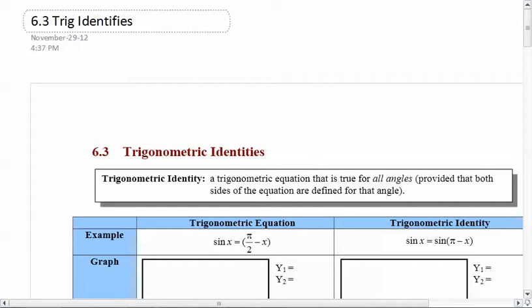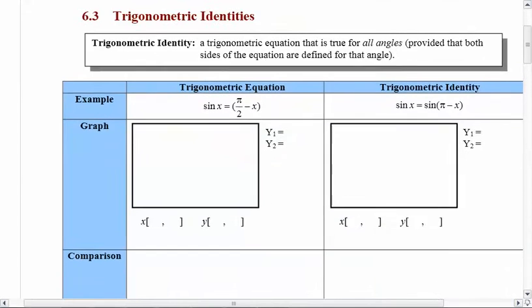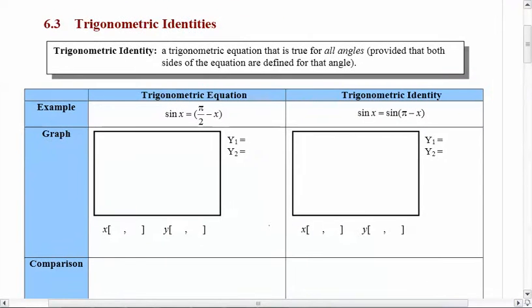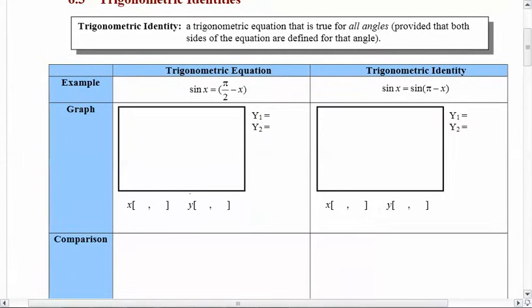So now we'll take a look at 6.3, which is trig identities. The definition of a trigonometric identity is a trigonometric equation that is true for all angles, provided that both sides of the equation are defined for that angle. So we just finished a section on trigonometric equations. For example, sine x equals pi over 2 minus x.